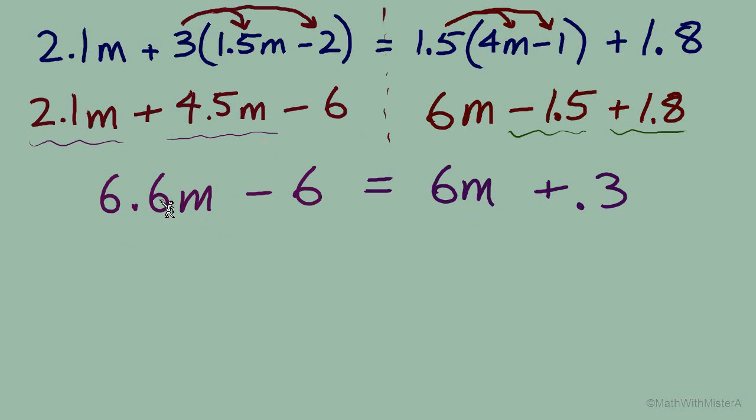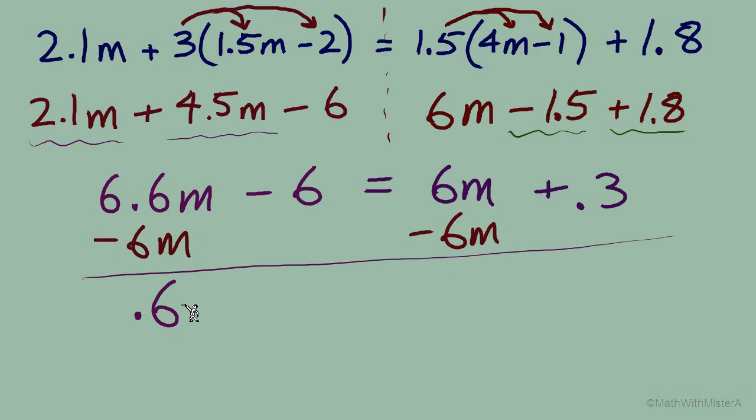So there are 6.6m on the left side and 6m on the right side. If we do the opposite of this positive 6m, take it away, and, keeping the equation balanced, we take away 6m from the left side. This is how we have to put together terms that are on opposite sides of the equation. We really have to think about removing it from one side and removing it from the other side to keep things balanced.